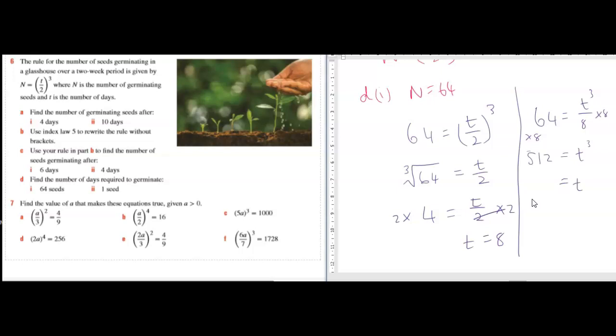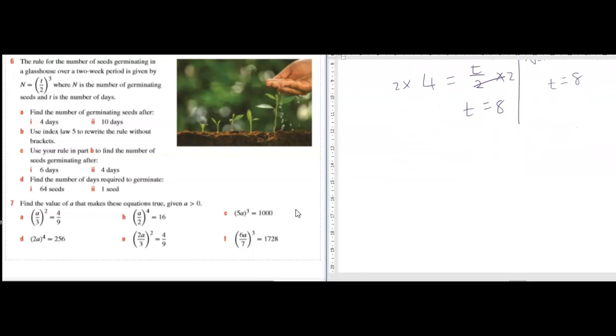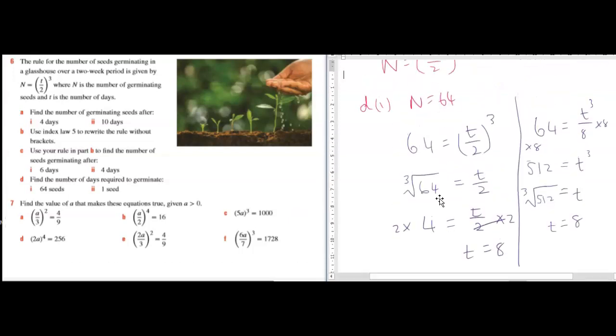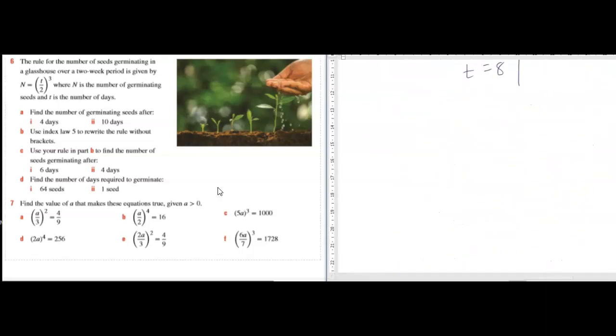So to get rid of that cubed, we're going to take the cube root of both sides. And we already know the answer is 8, so let's just check. 8 times 8 times 8, does it give us 512? It does. So t equals 8. So using the original formula is a lot easier. And then if it was 1c, you're doing the same thing. I think it's going to be a lot easier to do. Actually, 1c, let me just check. So yeah, you should be fine for 1.